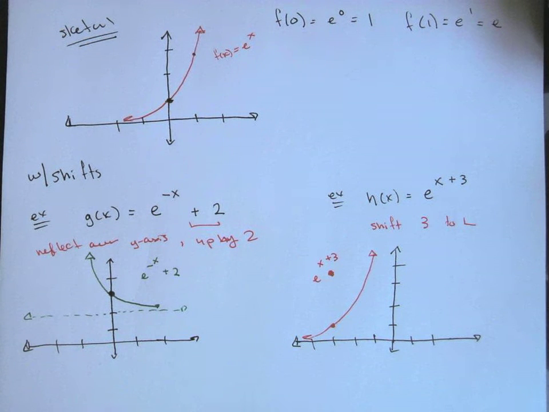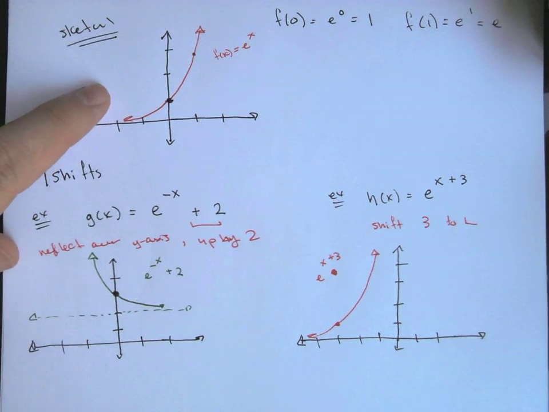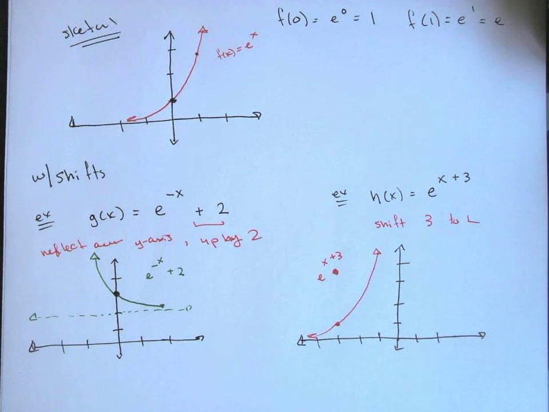So e to the x is what we call the natural base. E is the natural base, it's just a number, 2.7-ish, 2.718, and more digits. It goes on forever, so we can't say them all. But these are some of our graphs: the standard graph is here, and then a couple of shifts and reflections. There we go.